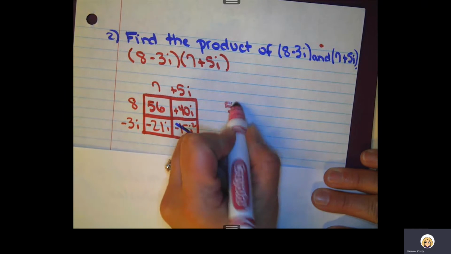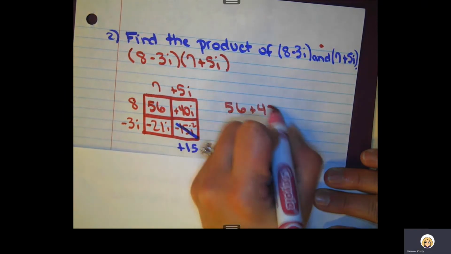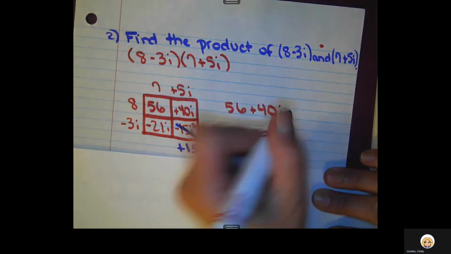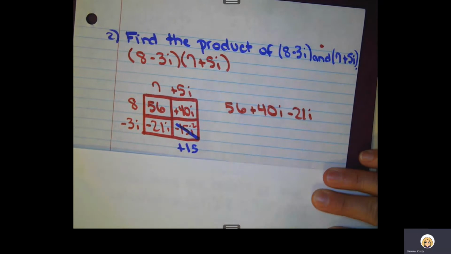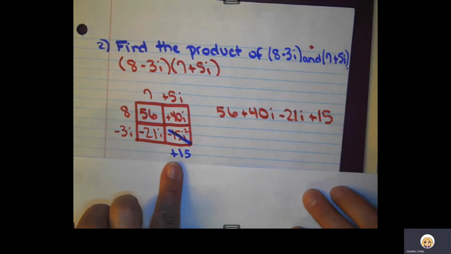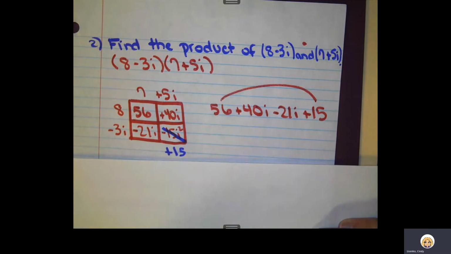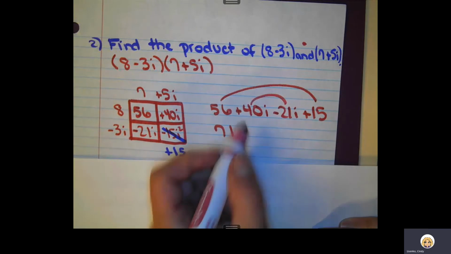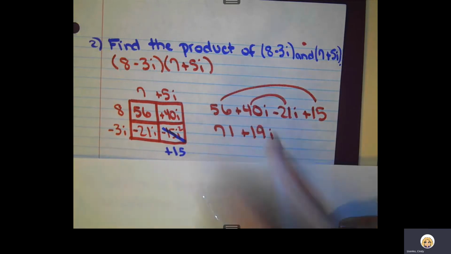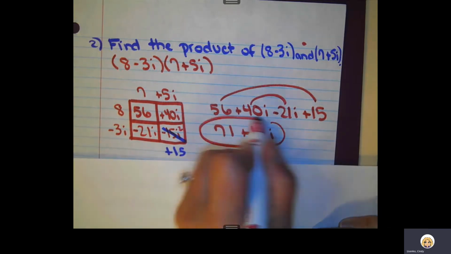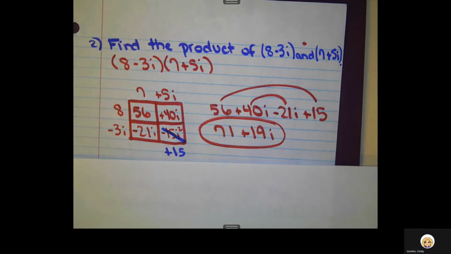So we have 56 plus 40i minus 21i and then plus 15. Notice there's no more i's in that last term. Now we're going to combine. So we combine the real parts. 56 plus 15 is 71. 40 minus 21 is a positive 19, so I have plus 19i. There's your simplified answer to number 2.